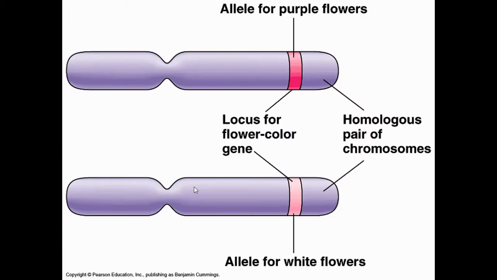And you're going to end up mapping out genes here in a bit. So if you look at the locus for flower color, and locus is just an easy way to say location, the allele for purple flowers is going to be in the exact same place that the allele for white flowers will be. However, that gene is going to be different. For example, homozygous dominant versus homozygous recessive.